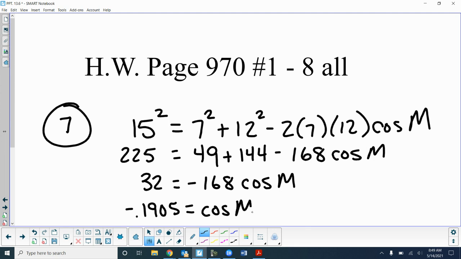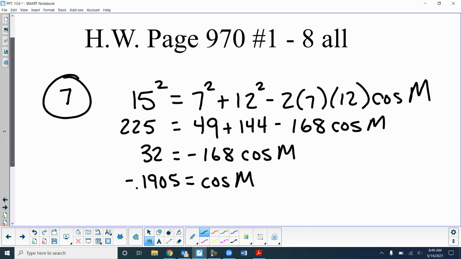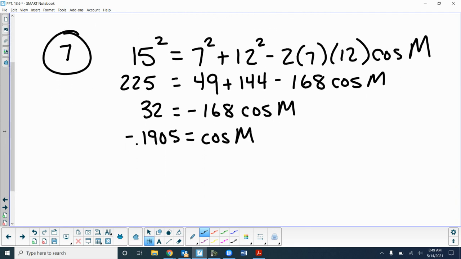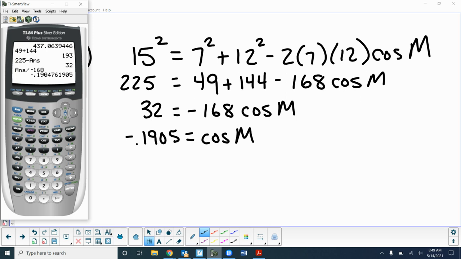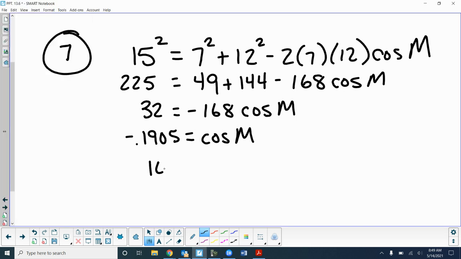Now, remember, we're looking for an angle measure. So what do I do at this point? Inverse, right? So I'm going to go second cosine, second answer. You get 100.98. So maybe it's basically 101. We'll just round it to 101. Okay? So angle M is 101. I'll write that down.